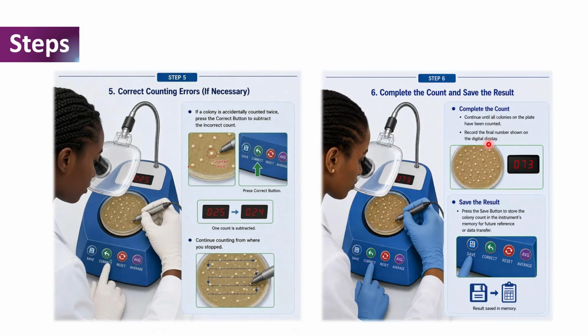So finally, we complete the count by counting all colonies on the agar plate and record the final number shown on the digital display as shown here. So once we are done with this, we then save the result by pressing the save button on the colony counter to store the colony count in the instrument memory for future reference or data transfer.